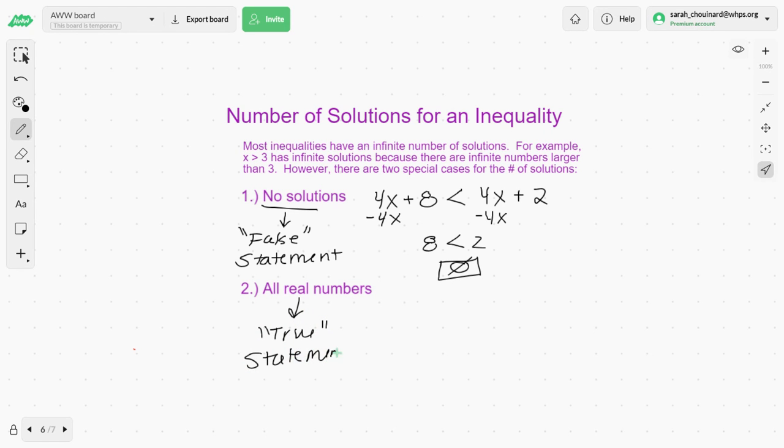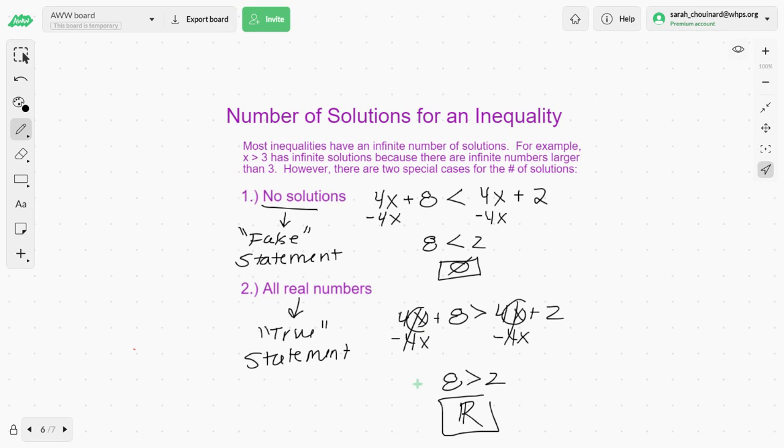So let's take the same one that we just did. 4x plus 8 is greater than 4x plus 2, and just flip the inequality symbol. By flipping the inequality symbol, the x's cancel, but now I'm left with 8 greater than 2, which is always true. So every single number for x is a solution to this inequality. No matter what number I plug in for x, I am going to get a true statement, so every number is a solution.